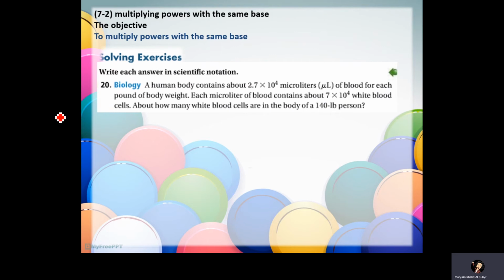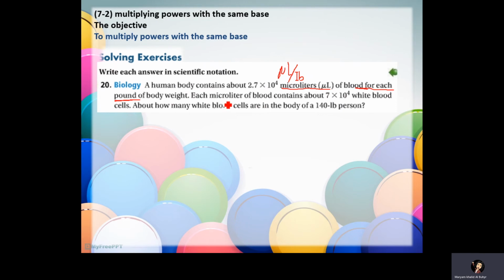So first of all, we have: a human body contains about 2.7 times 10 to the power 4 microliters of blood for each pound. So this number is in microliters, and for each pound, I can write it like this, lb, for each pound. So that's the first unit for this number.